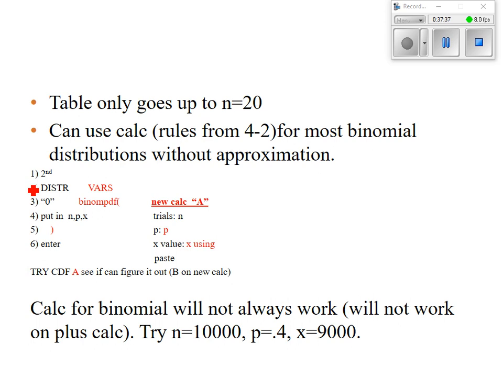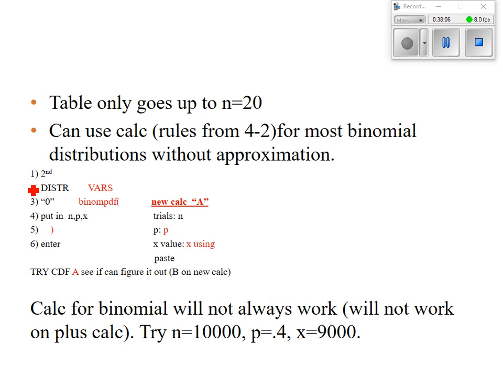The table only goes up to n equals 20. So if you were trying to use the table, which most of you don't even have to worry about, so I don't know why I put it on here. You probably used the table once when I forced you to use it that one time, and that was it. It only goes up to 20, so anything higher than 20, we're out of luck. You can use your calculators and use the rules from 4.2. Those were the rules right here that we just wrote down.